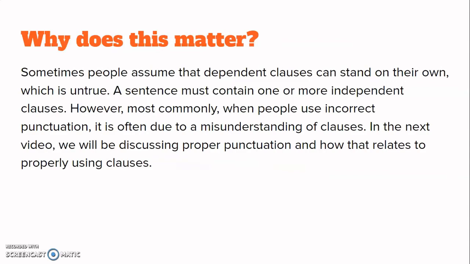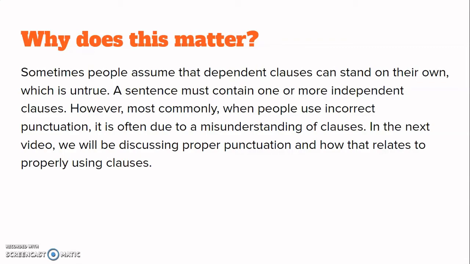So why does this even matter? Understanding clauses is so important because a lot of punctuation is actually built off of the relationship between independent and dependent clauses. A lot of times when I work with students, they don't understand why a sentence functions the way that it does. So that's why it's so important to really understand your basics.